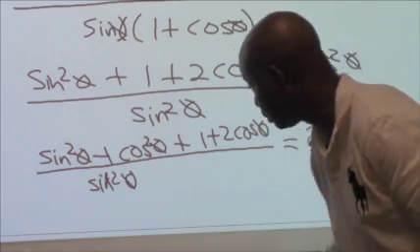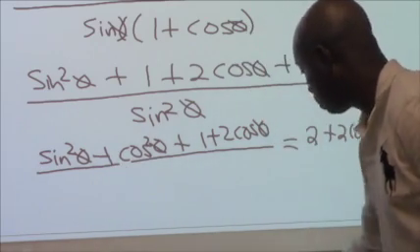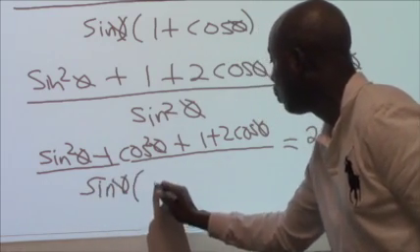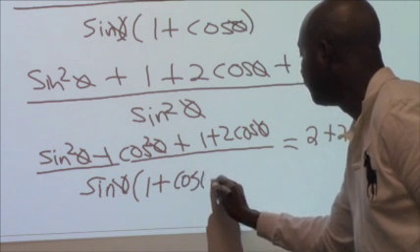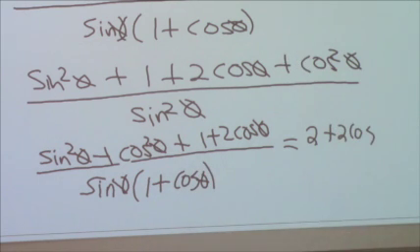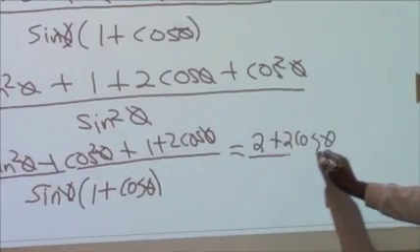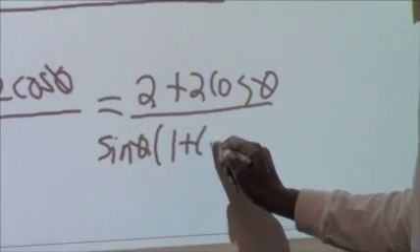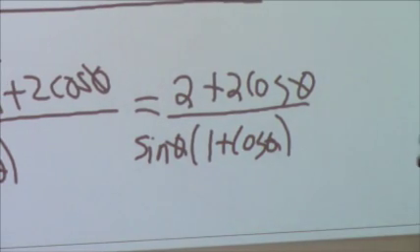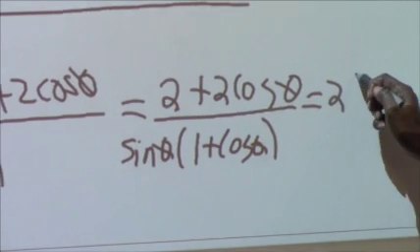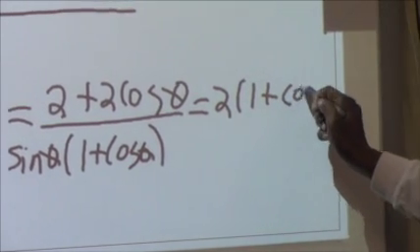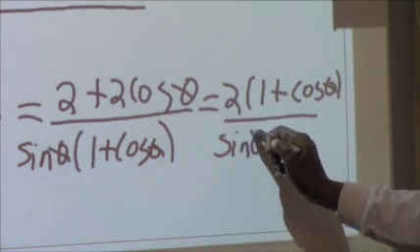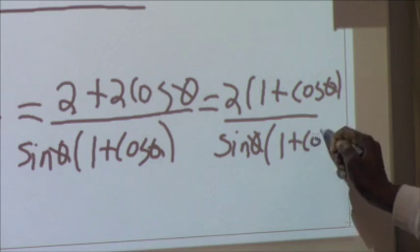My denominator should have been sine theta. Let me change this. My denominator is actually what I have over there. It's going to be sine theta (1 plus cosine theta). So now I'm going to have 2 plus 2 cosine theta over sine theta (1 plus cosine theta). Now, I can factor out the 2 from here. I will have 2, then (1 plus cosine of theta) over sine theta (1 plus cosine of theta).